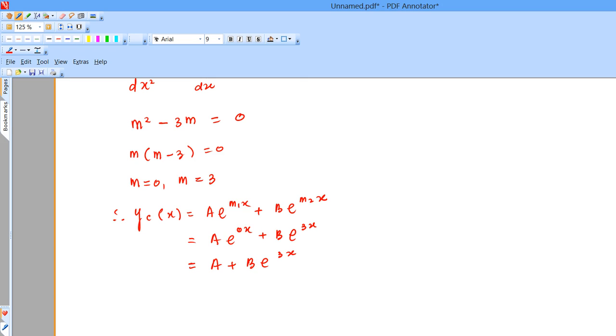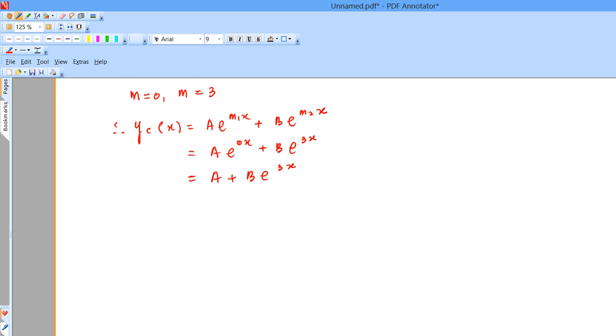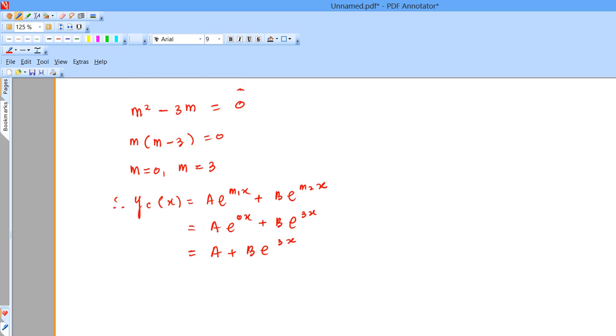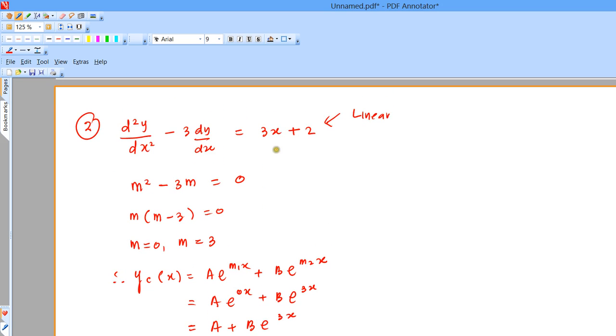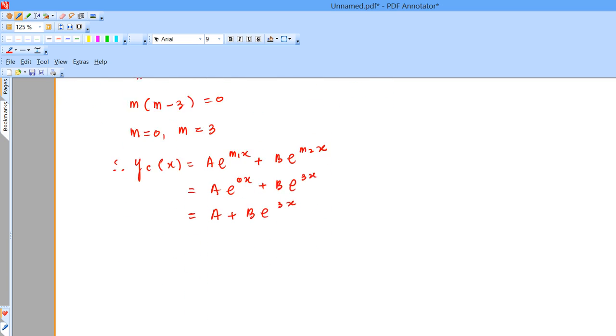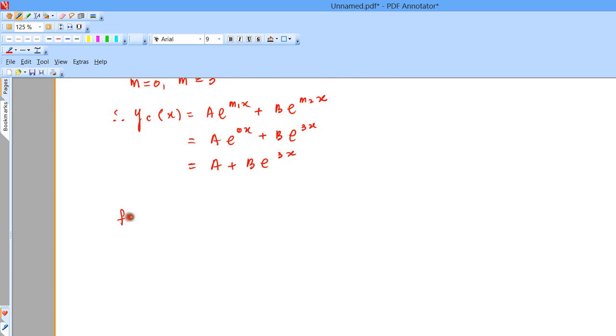So next step, how to define yp. Okay, yp is based on fx. So here we have fx equal to 3x plus 2, which means linear. So yp equal to the standard form of a linear equation. Okay, since we already use a and b, we start with c.